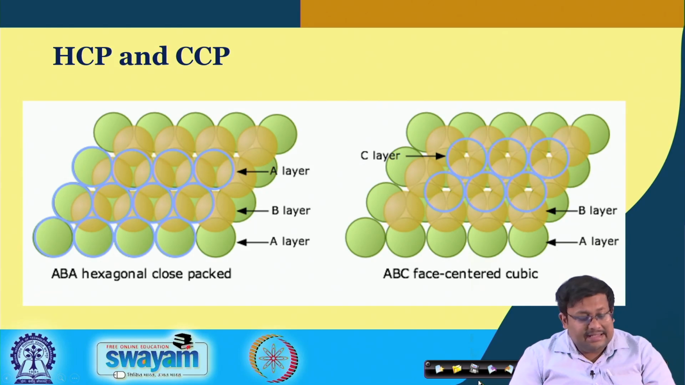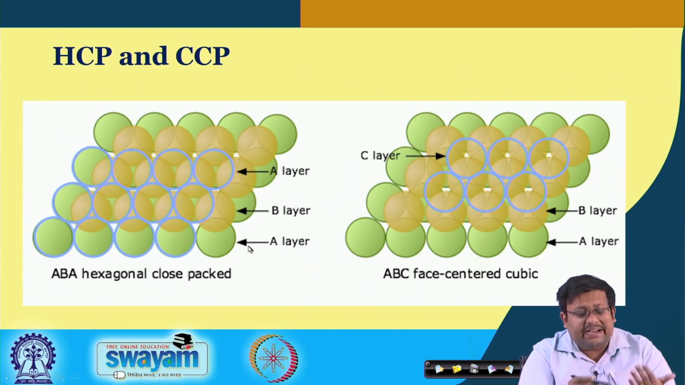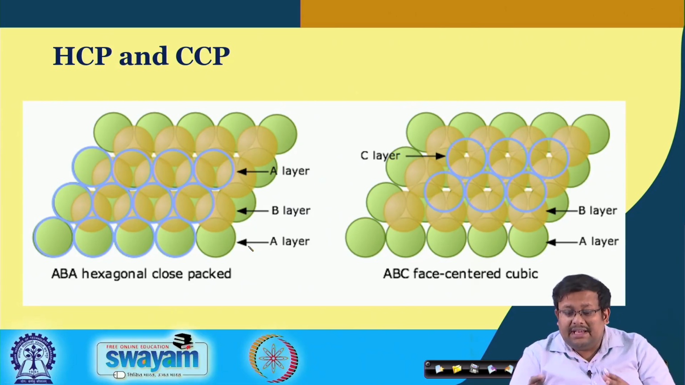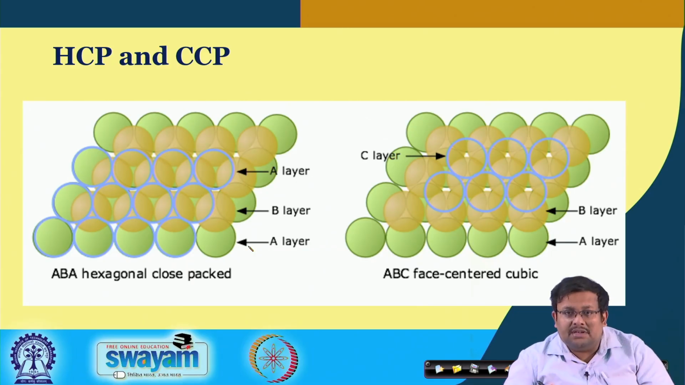Again, this is an ABA hexagonal close packed structure. You can see a layer which is basically below the B layer, and then an A layer. So, it is a repetitive A layer, B layer and A layer. It is a hexagonal close pack. In case of CCP, it is basically A, B and C. So, this is the difference in their structure or stacking arrangement.